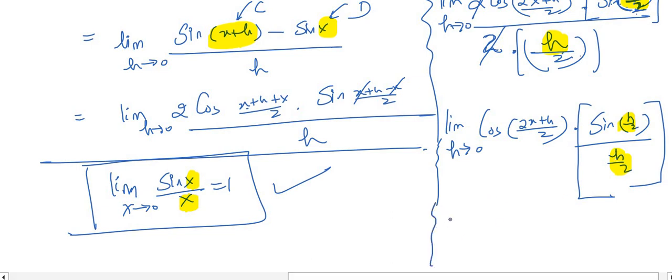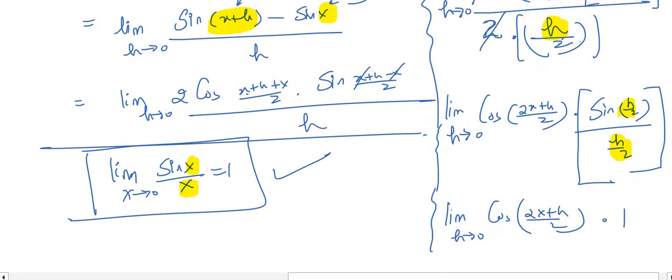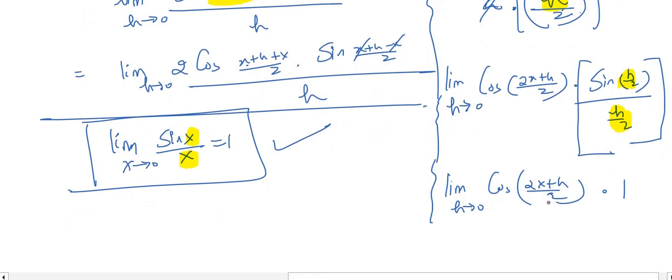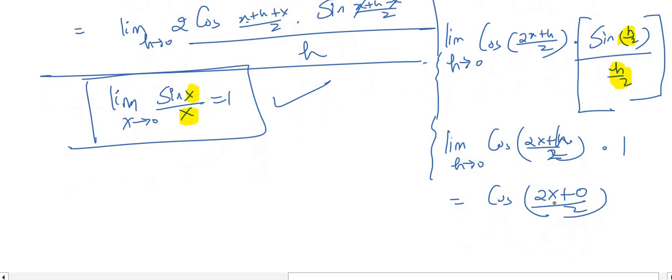So let me write down limit h is tending to 0, cos of (2x plus h) by 2 into 1. Now I cannot do anything further, so I will just put the limit h to 0 here. So cos of (2x plus 0) by 2. What will happen now? 2 and 2 will cancel. So the answer is cos x.